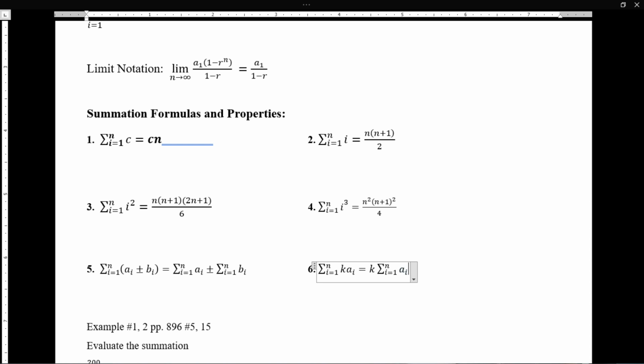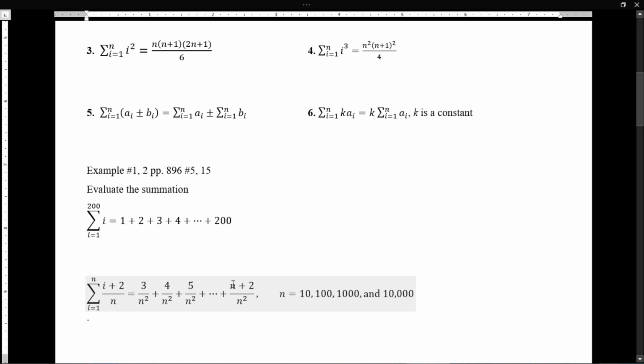Okay, this is only when k is a constant. So these are our basic rules. Now we have some problems here where we can just kind of plug it in.